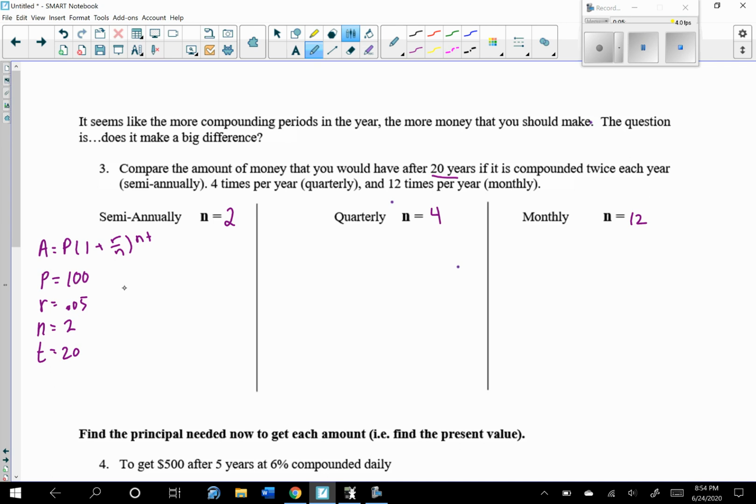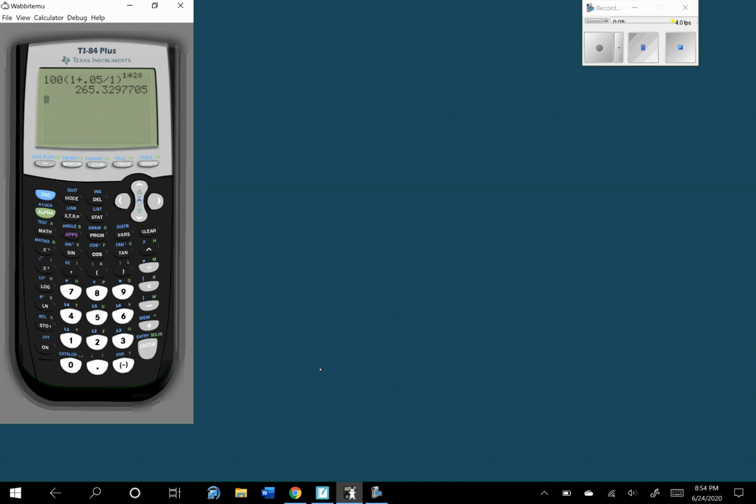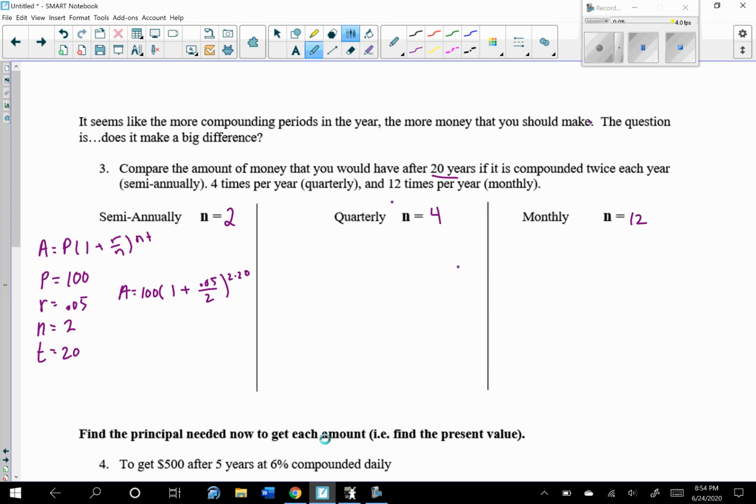So when I plug that in, I get A is equal to 100 times (1 plus 0.05 divided by 2) to the 2 times 20. So again, in our calculator, 100 times 1 plus 0.05 divided by now 2 to the power of, and again, if you have an older calculator, make sure you do parentheses, 2 times 20. Newer calculators, it's not necessary. So $268.51 when you round.